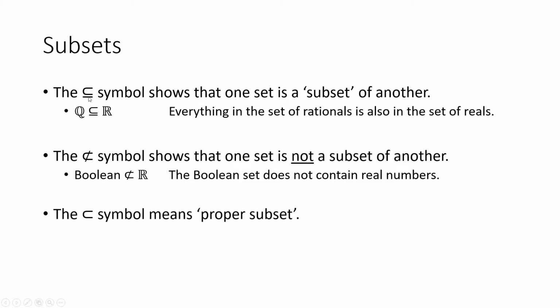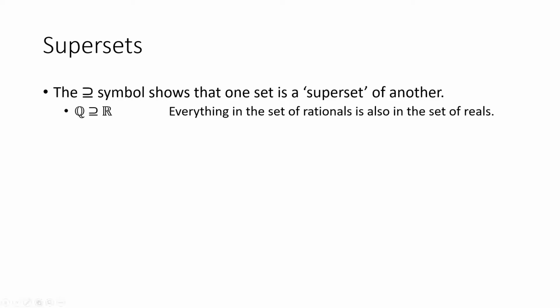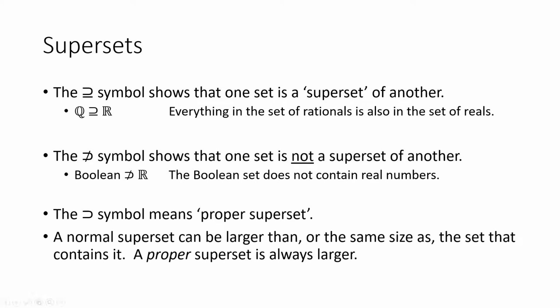If you see it without that line underneath, this means it's a proper subset. And a proper subset, compared to a normal subset, which can be smaller or the same size as the set that it's within, is always smaller. Conversely, you've got supersets, and it's just the same idea flipped around. So that symbol is the same thing, pointing the other way. So Q is a superset of R. And you can put a slash in, showing that something is not a superset. And you can put no line in, showing a proper superset, which is definitely bigger.